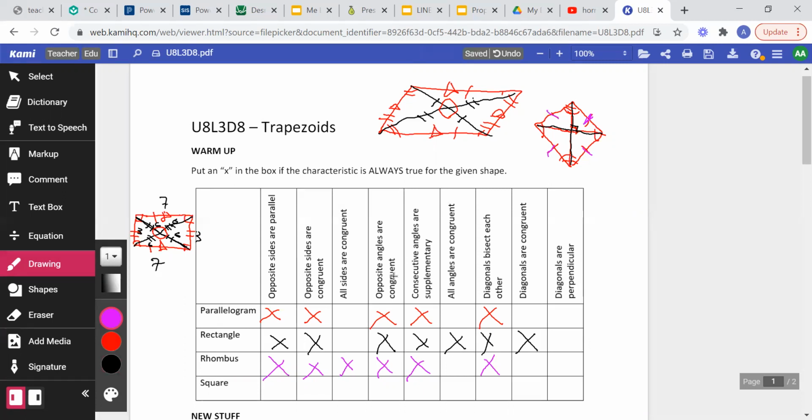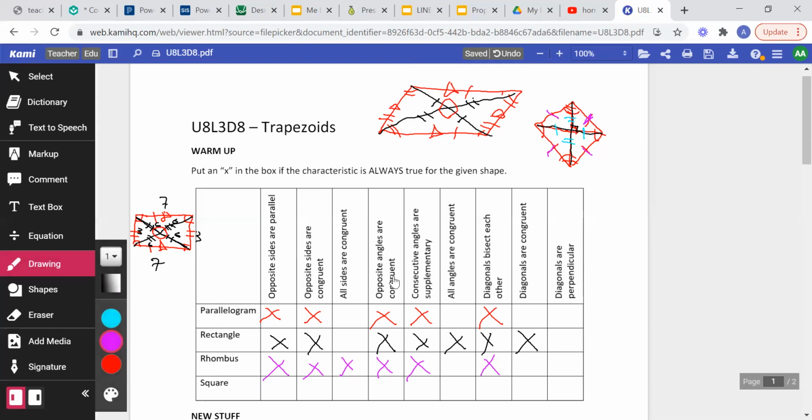Are diagonals congruent? Yes. Look, I forgot. Wait, no. Because this measures the same as this, but this also measures the same as this. So the vertical line is not congruent to the horizontal line, okay?